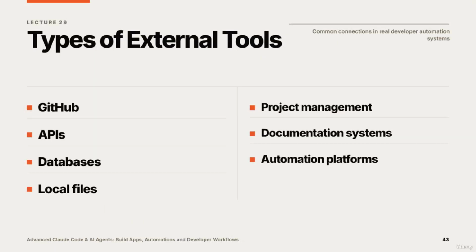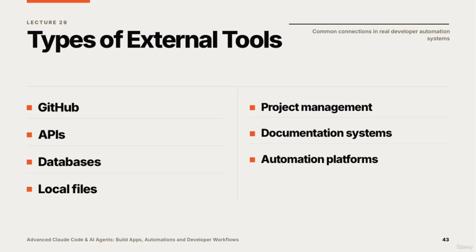On this slide, we're focusing on the different types of external tools commonly integrated into developer automation systems. These tools are crucial because they allow developers to streamline workflows and enhance productivity by connecting various aspects of the development process. First, we have GitHub, which is widely used for version control and collaboration. APIs play a vital role by enabling different software components to communicate and interact seamlessly. Databases are essential for managing and storing data efficiently across applications.